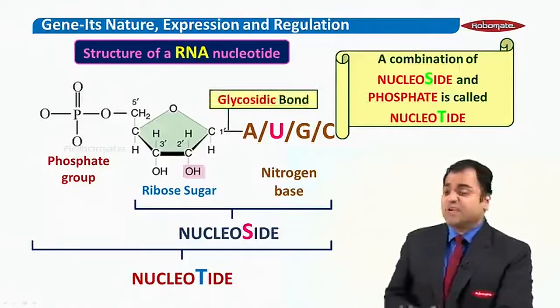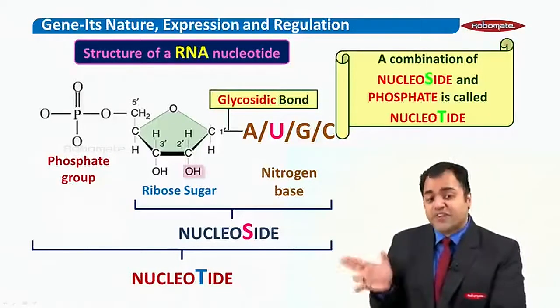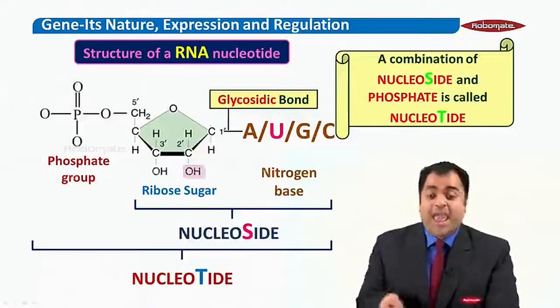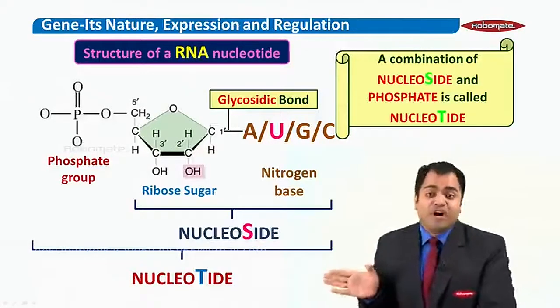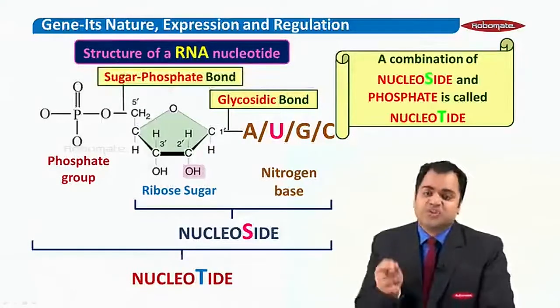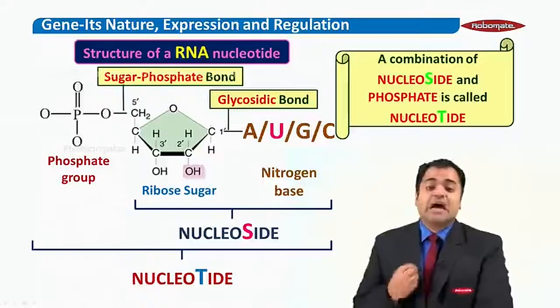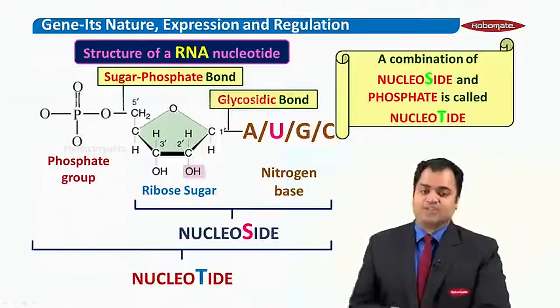Now, remember, the nitrogen base is attached to the first carbon with the help of a glycosidic bond. And between the ribose sugar and the phosphate group, you will see what? A sugar-phosphate bond. Is that okay? And this is how a typical RNA nucleotide looks.